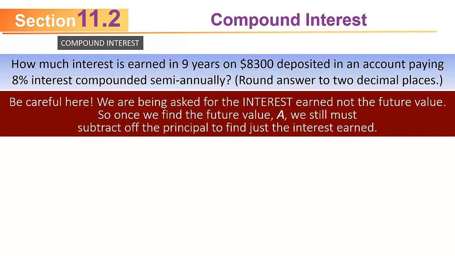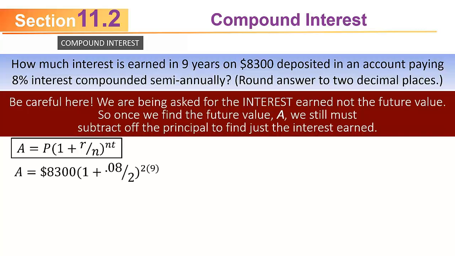But remember, the future value is just the total amount in the account. So if you want the interest, you can still use the formula for capital A, but before you give your final answer, you just have to subtract off the principal, and that'll leave you with just the interest earned. So don't get so involved in doing the calculation that you forget that the question actually only asks for the interest. So you start off with the same formula.